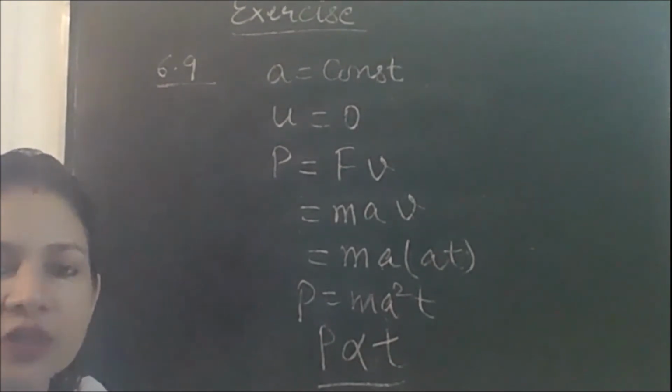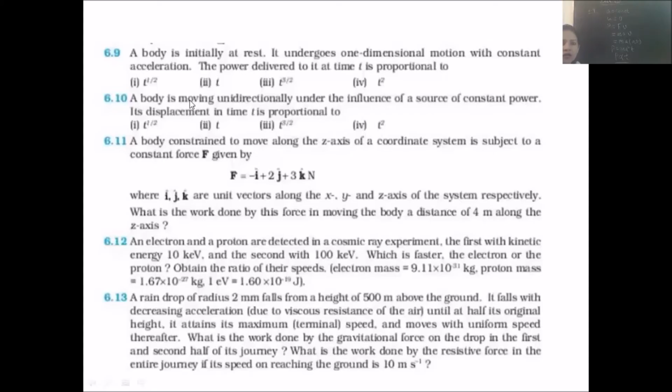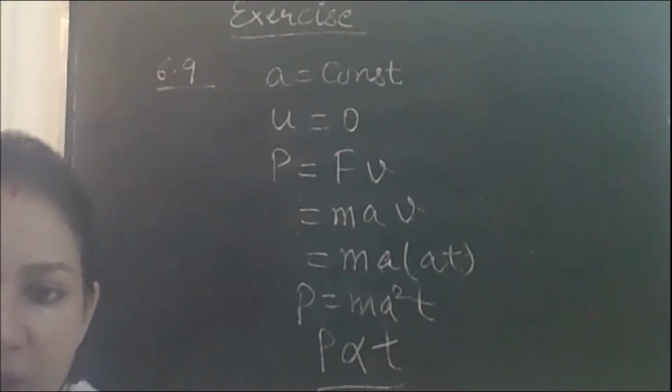Okay, let us see the next question now and have a look at the question also. So our second part is correct. Answer to question number 6.9 will be the second part, that is time t. Now see question number 10. A body is moving unidirectionally under the influence of a source of constant power. Its displacement in time t is proportional to what? Now power has been given constant and displacement we are to find. So let us see what we can do in this question. So this is question number 10.